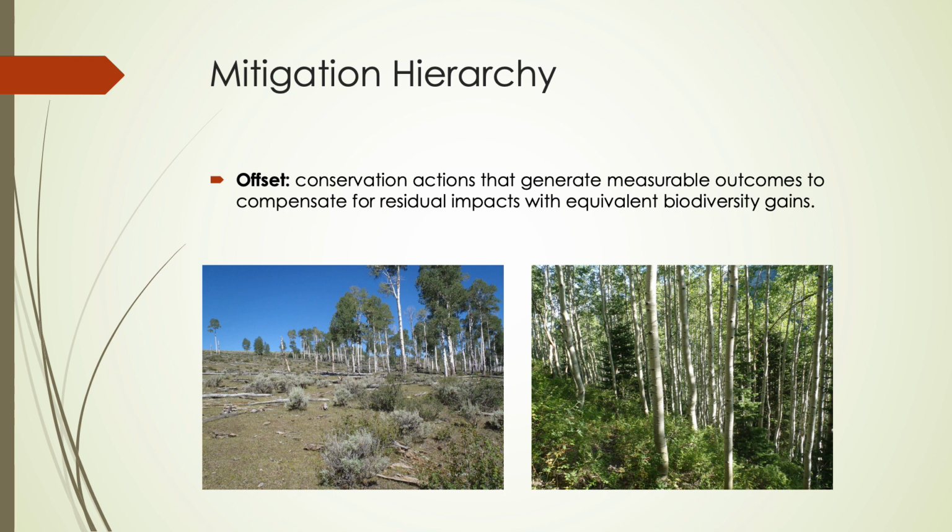And finally, offsets. This is the most recently introduced component of the mitigation hierarchy. The technical definition of an offset is, quote, measurable conservation outcomes resulting from actions designed to compensate for significant residual adverse biodiversity impacts arising from project development and persisting after appropriate avoidance, minimization, and restoration measures have been taken. These are effectively off-site restoration and conservation projects. Let's dive into this a bit more.